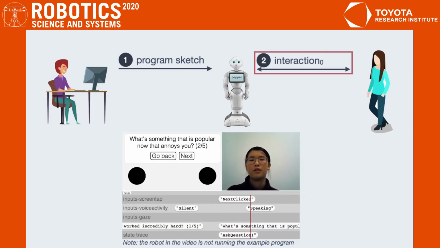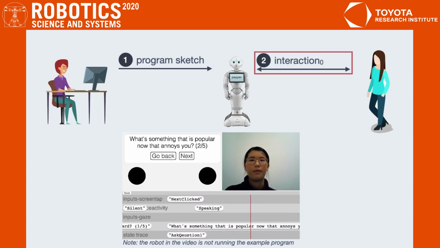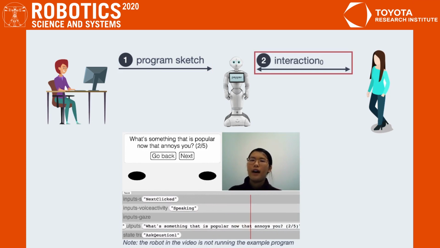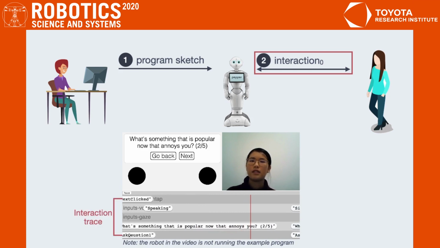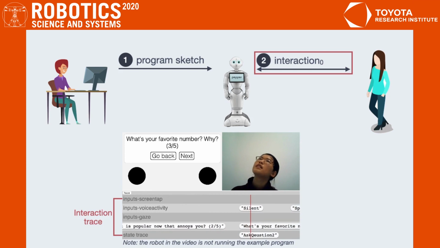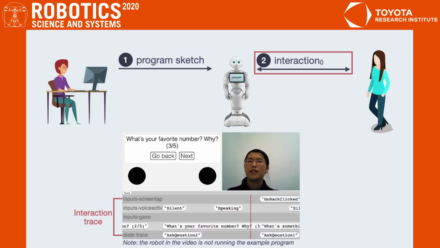When ready, the program is executed on the robot and the robot's user interacts with it. The system collects the interaction trace, such as FSM inputs, outputs, and states that occurred during the interaction. If the holes are set to bad values, interaction breakdowns are likely to happen.